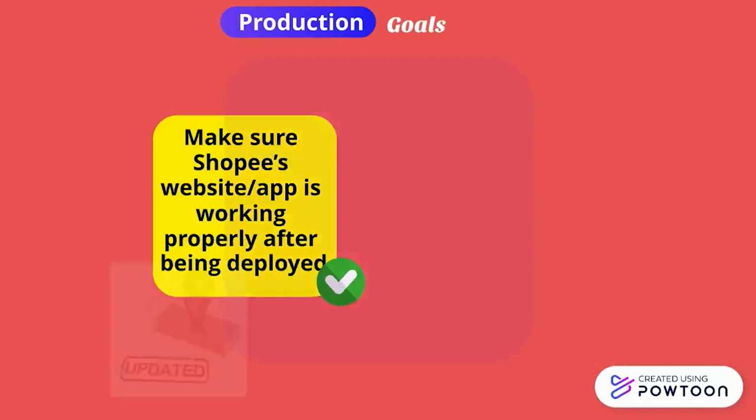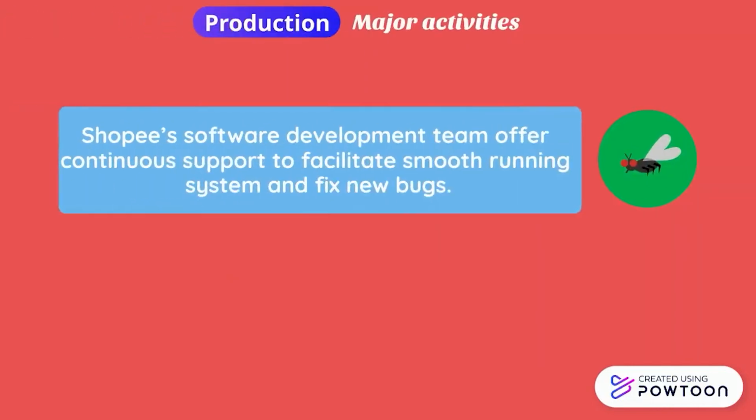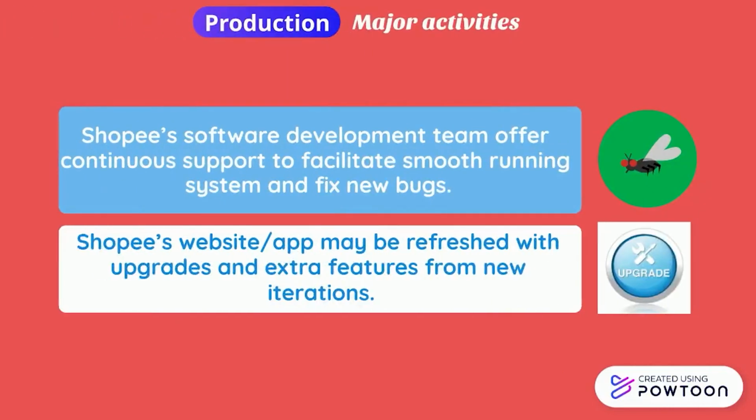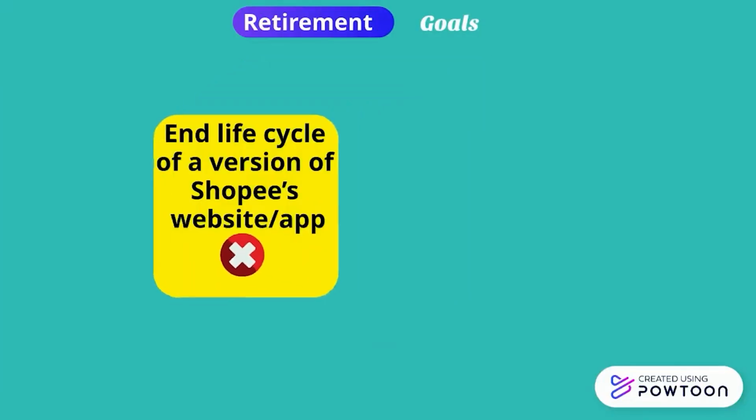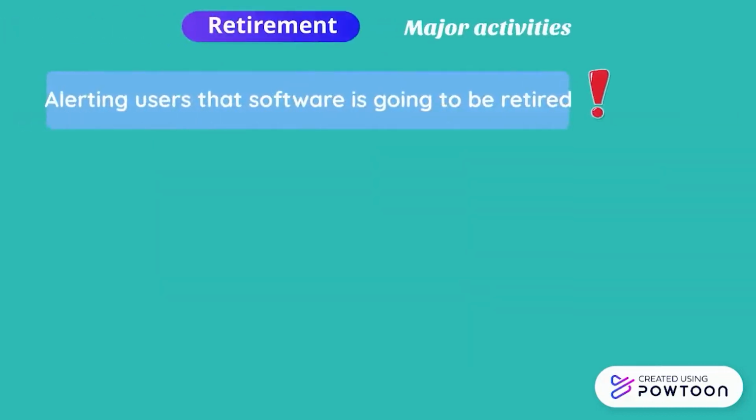For production, the goals are to make sure the product is running smoothly after being deployed and upgrade the product with additional features. The major activities are providing continuous support for the product and upgrading the product with extra features. The goal of retirement is to end the life cycle of the product when it becomes obsolete. The major activities include alerting and migrating users, performing end-of-life activities, and taking away support.